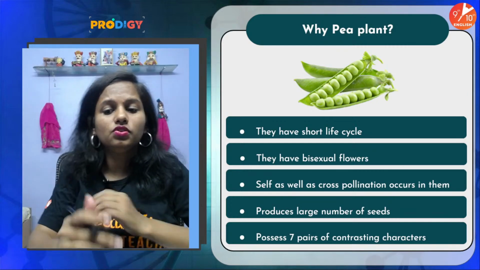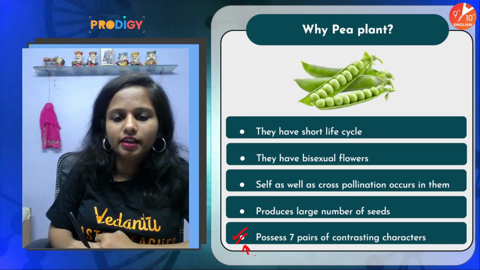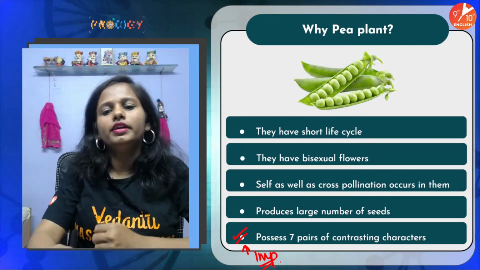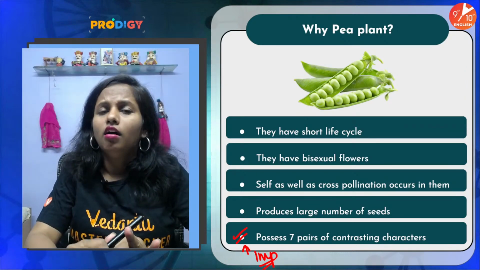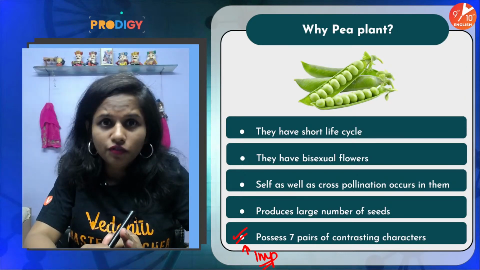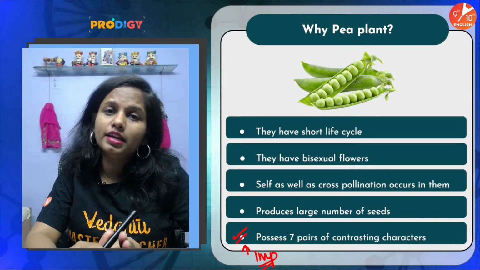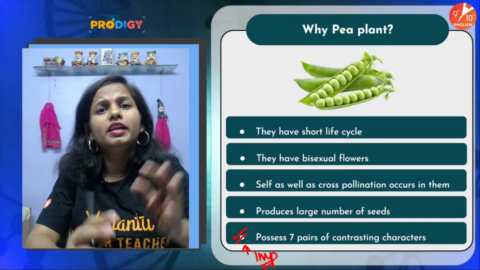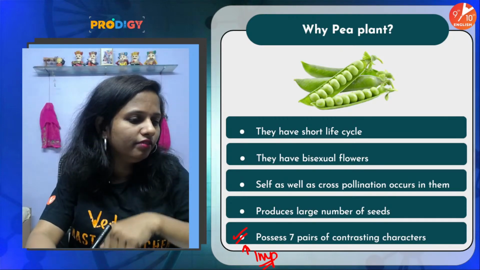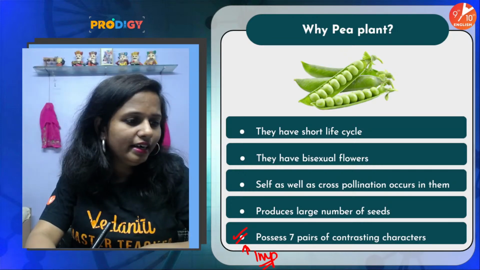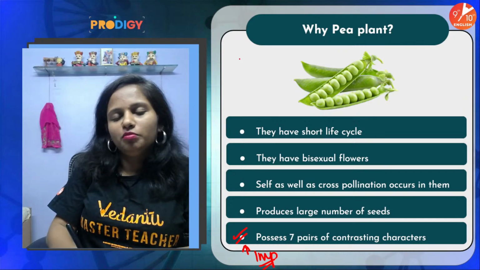There are several reasons, but this reason is very important: it possesses 7 pairs of contrasting characters. Other reasons you may write are that it has a very short life cycle, it has bisexual flowers so hybridization experiments were possible, the plant allows self as well as cross pollination, and it reproduces in large numbers, so better for data validity. You may write everything.